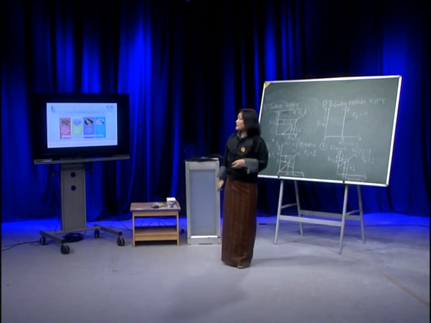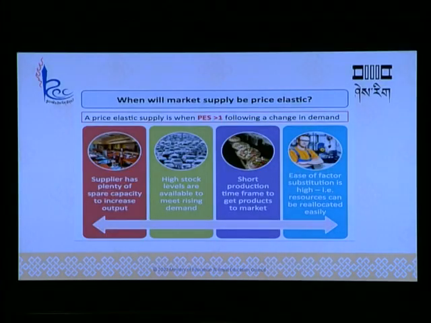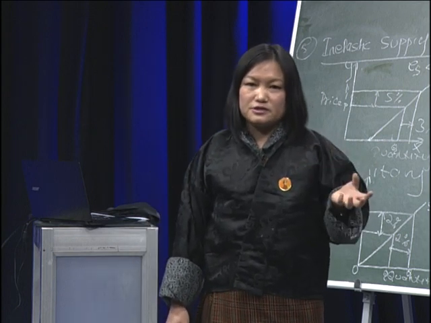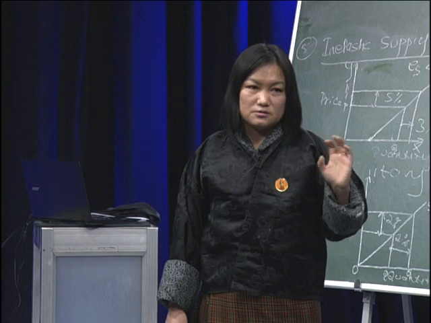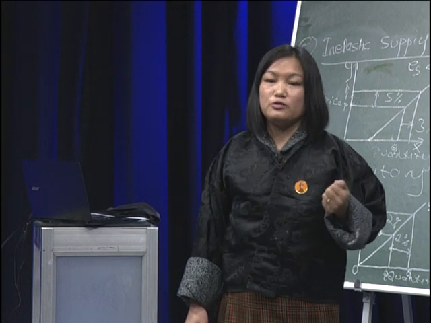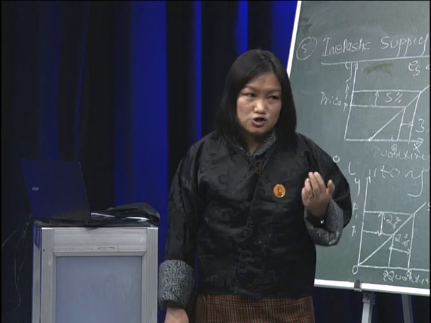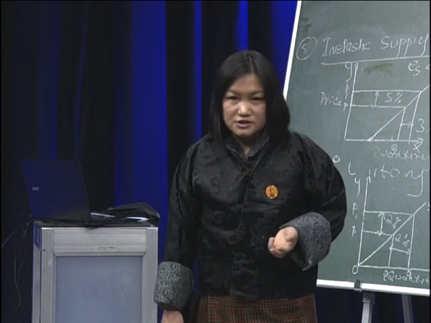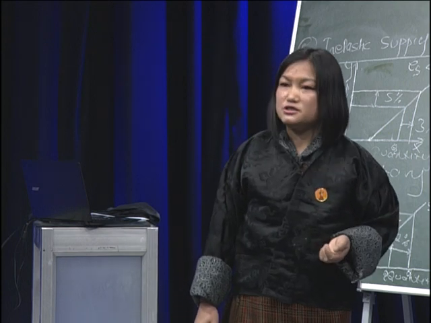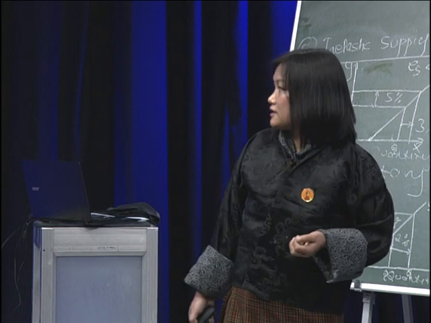So now we are going to look at examples of inelastic and elastic supply. We have already discussed that the time factor is very important in elasticity of supply. Market period, as we discussed, is a period where the supply is completely fixed and cannot be changed. Then we looked at the short period, where the supply can be adjusted, and then in the long period the supply can be supplied in a larger quantity. So with this concept, we are going to look at this example.